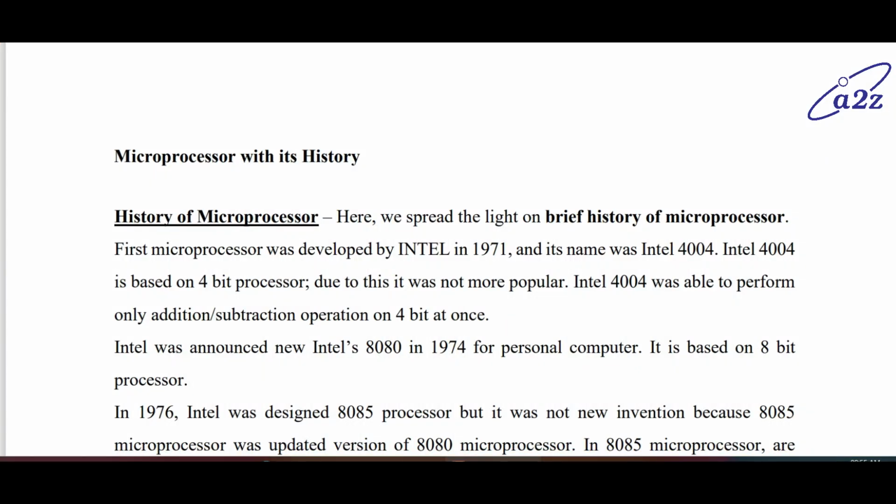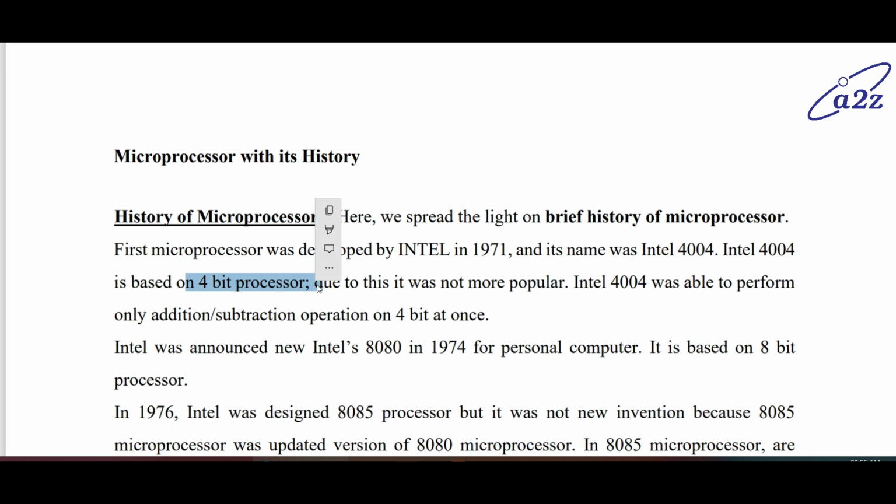Now, let's start with the topic. So first of all, microprocessor and history. The term microprocessor was developed by Intel in 1971. Intel is a company which developed the microprocessor. Intel stands for Integrated Electronics. INT stands for Integrated and EL stands for Electronics. And in 1971, the first microprocessor was developed and Intel named it 4004. It is a 4-bit processor.